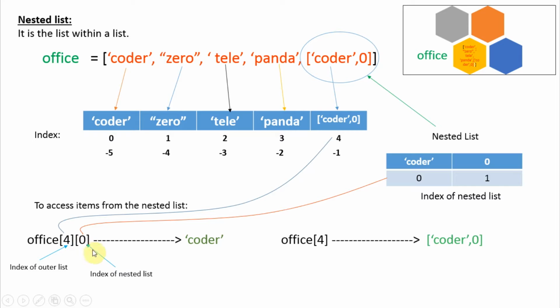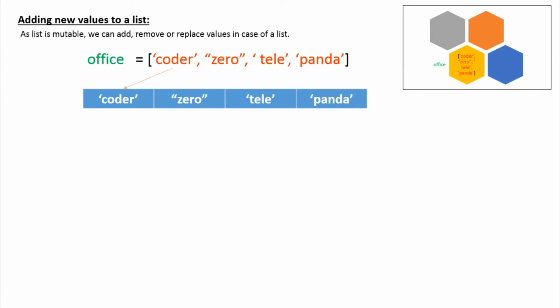Then we'll put the index number of the value coder, you can see, and then we'll get coder as an output, right? So guys, we have created a list and we have seen how to access an element from that list. As a list is mutable, we can add, remove, or replace items after creation of that list, right? So here we have this list, office, which has the elements coder, 0, tele, and panda.